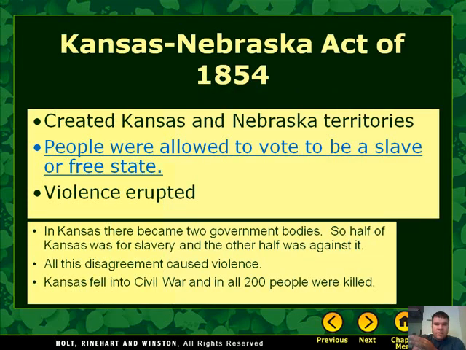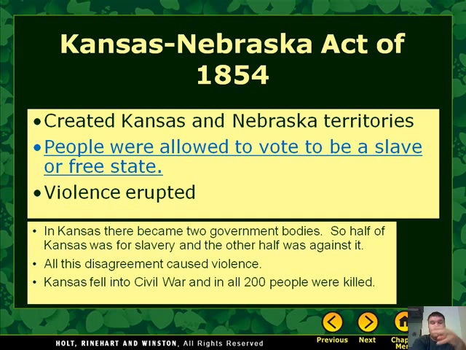So in 1854, just 4 years after the Compromise of 1850, Kansas and Nebraska are set to become states. And so in 1854, Kansas and Nebraska are made territories. There's enough population, enough people there to make them territories. And the people in those territories were allowed to vote whether they would be a free state or a slave state. And because of this, violence erupted. People came in from all over, from the North and the South, to Kansas, and they tried to fight for what they wanted that state to be.